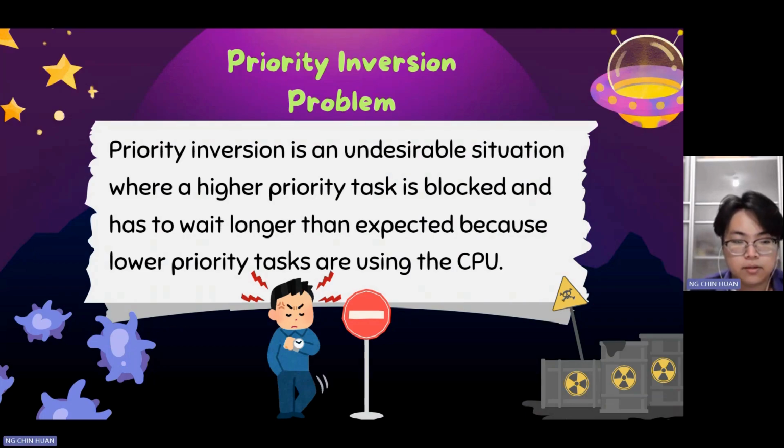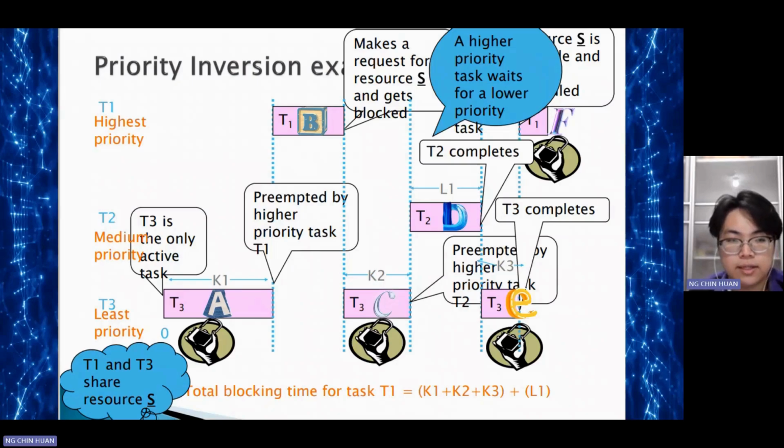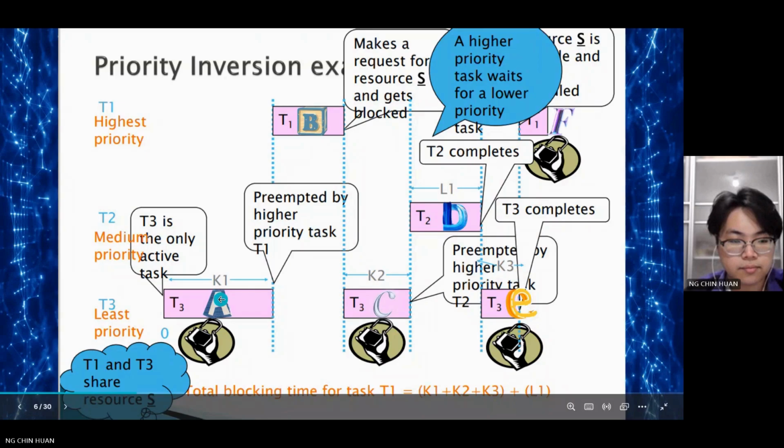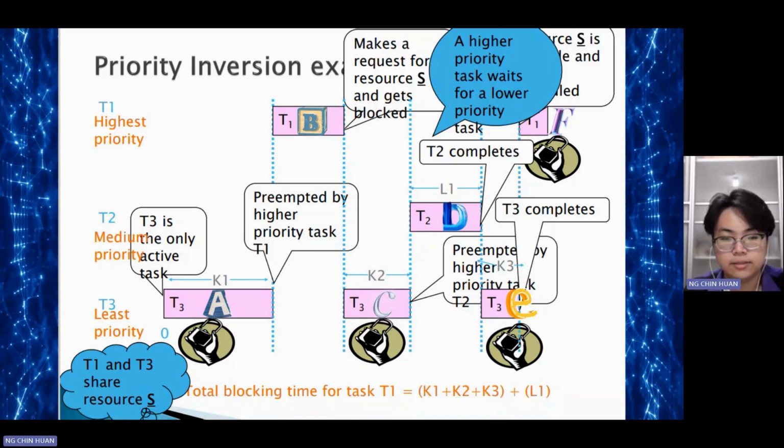For this example, we can see that T1 has the highest priority, T2 has medium priority, and lastly, T3 has the lowest priority. The problem is T1 and T3 share the same resource. We name it as S. So at A, T3 locks the shared resource and enters its critical section.